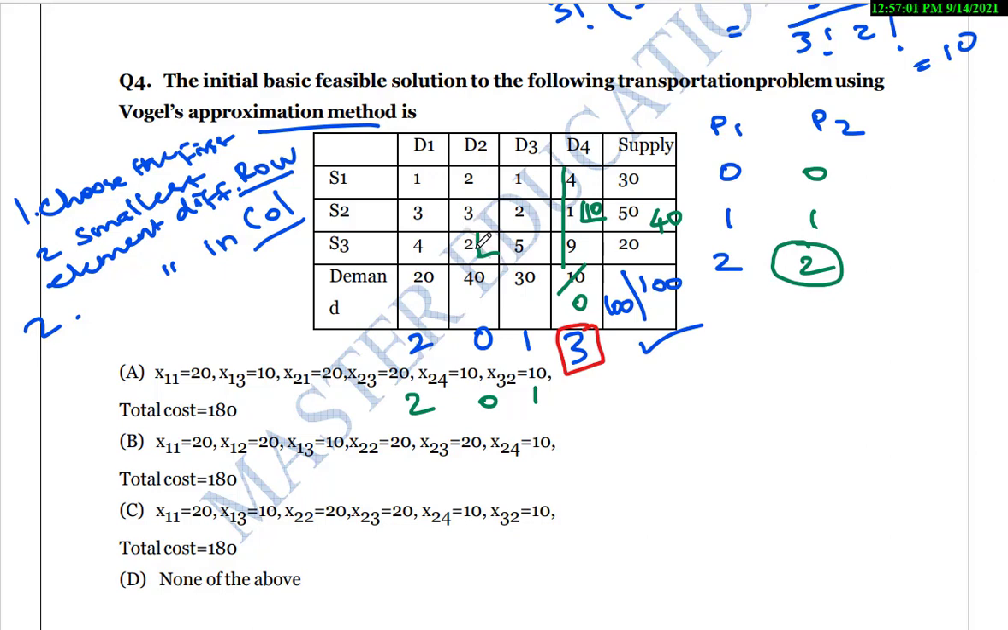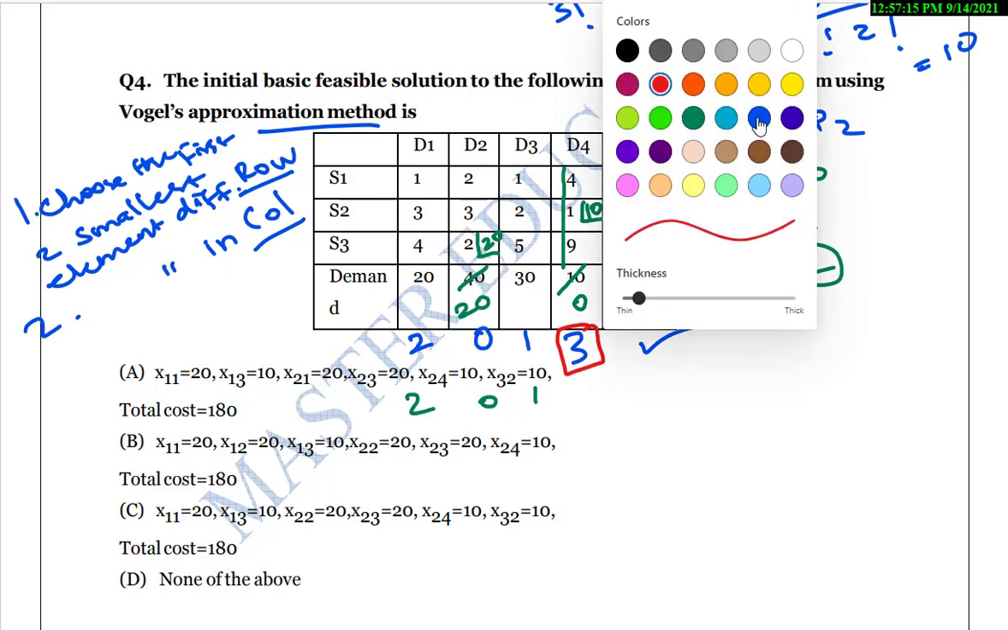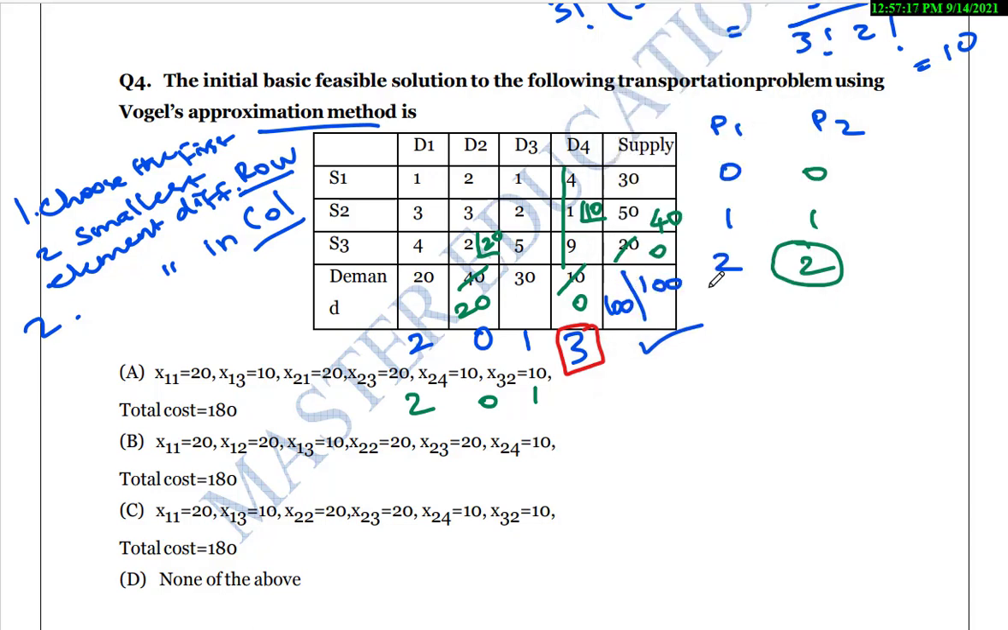So if I am choosing this 2, what happens? I am assigning 20 here, so this will become 0 and this becomes 20. Okay, and so now this row is completed. Just strike it out. Okay, and the next step is we have to do the same thing.